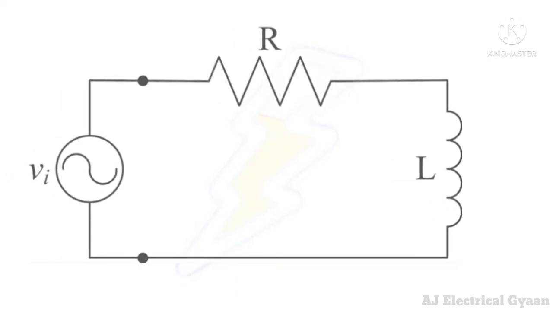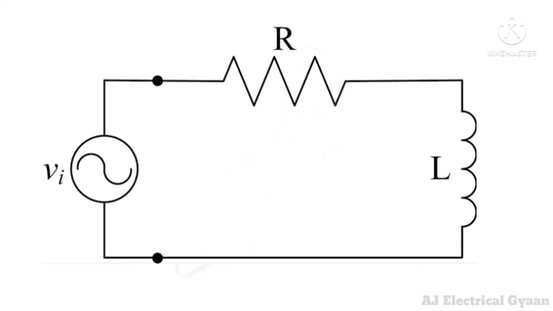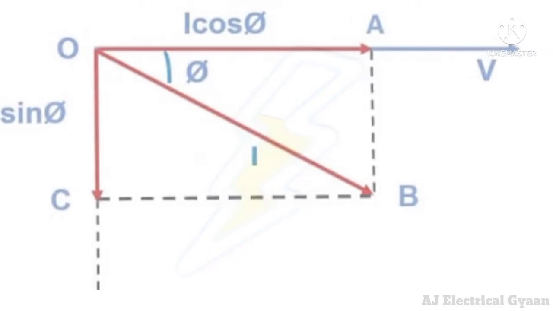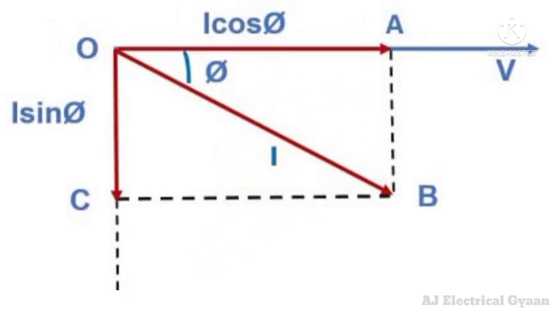In this circuit diagram, an inductive load is connected to an AC supply. L is the inductance of the load and R is the internal resistance of the load. The current flowing in the circuit is I, which lags behind the voltage by an angle phi.